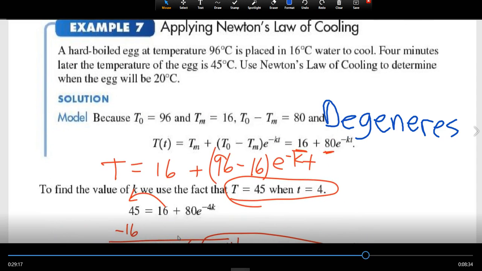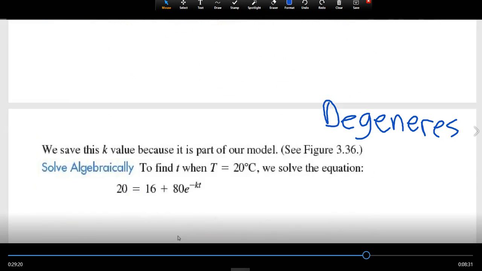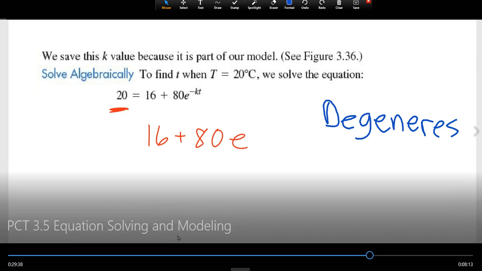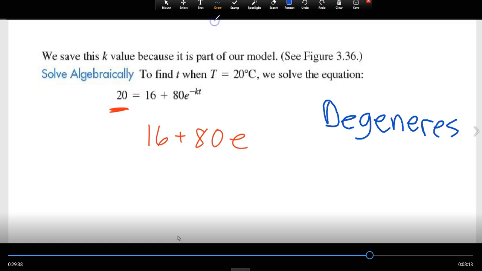Remember, my question was using Newton's law to determine when the egg will be 20 degrees. So now I got to take that value of K and use it, right? We know the temperature will be 20. That's what we're looking for. All right, and so now we have 16 plus 80 E. Now, where did the 80 come from again? That was the difference in the temperatures. We had a 96 degree temperature and we were going down to 16. That's where this 80 is coming from.